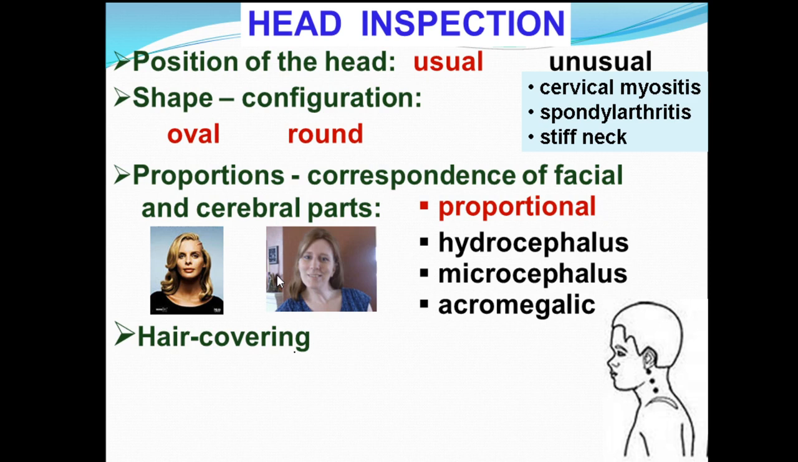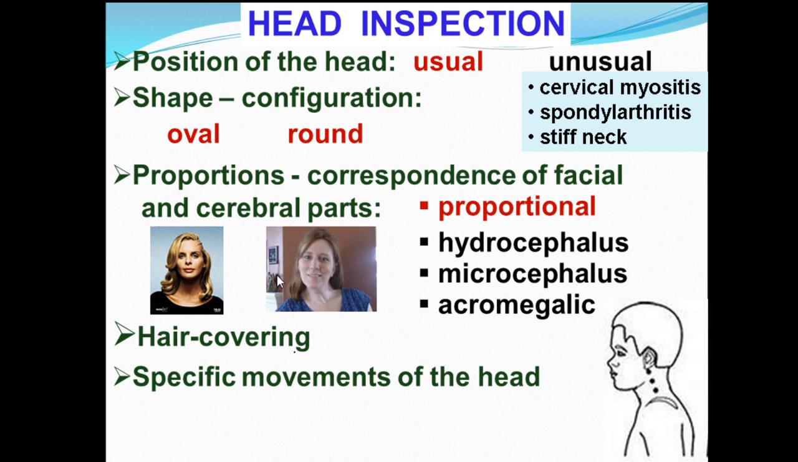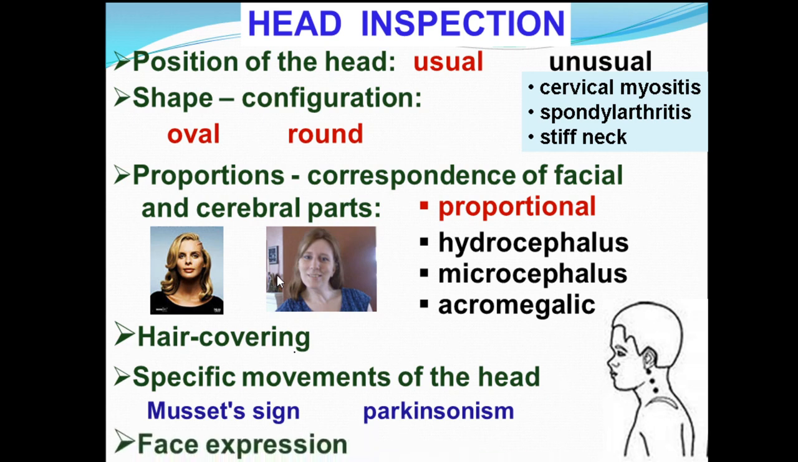Then we'll pay attention to hair covering. Our conclusion will be given depending on sex, female or male types. We can sometimes see specific movements of the head, which are uncontrolled. And we distinguish two pathological movements. Now I want you to remember two specific movements. Mustache sign, when the head moves synchronously with the pulsation of the arterial pulse or carotid artery, and tremor, when the movement of the head is uncontrolled and not correlated with any other movement. And we will obligatorily assess face expression depending on the definite situation. It is the order of the head inspection.